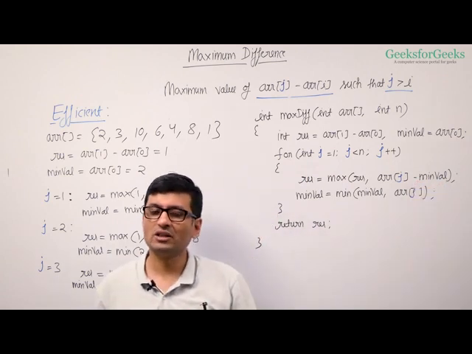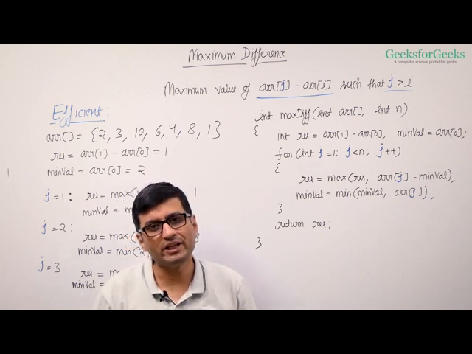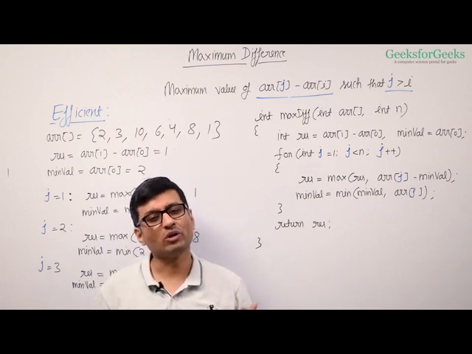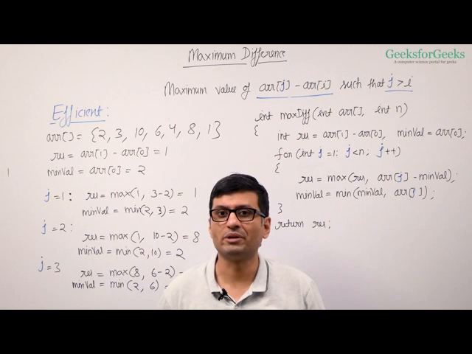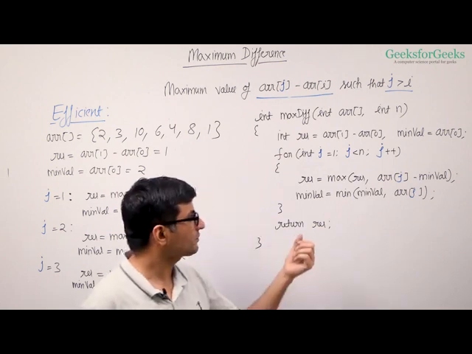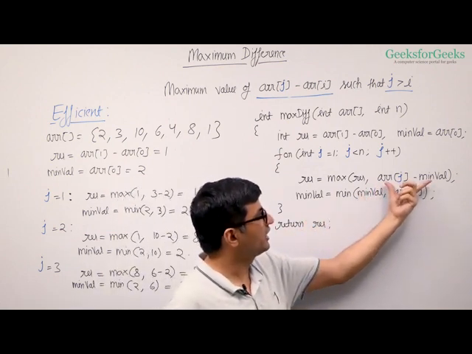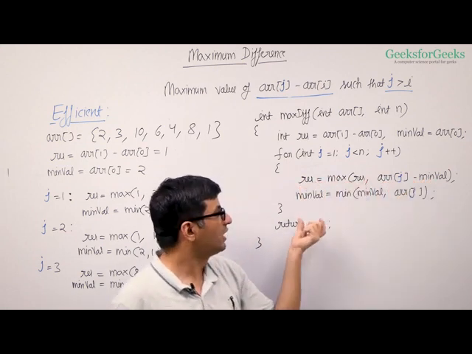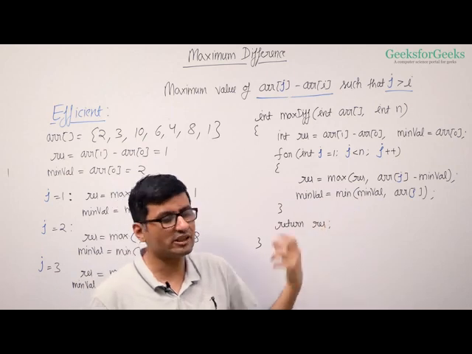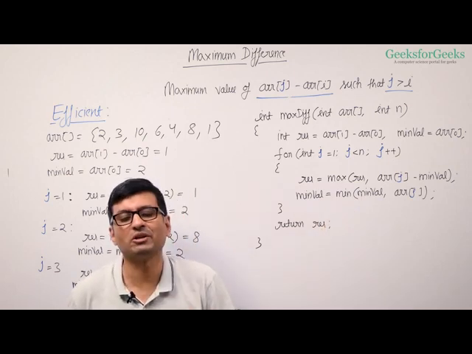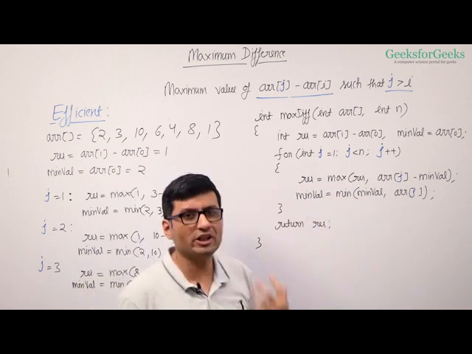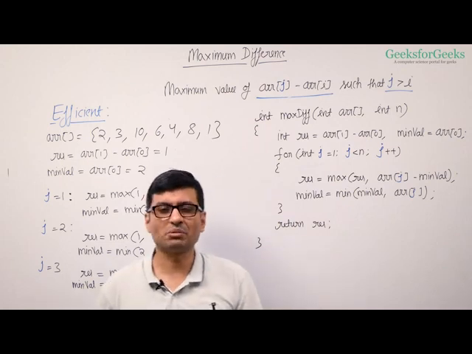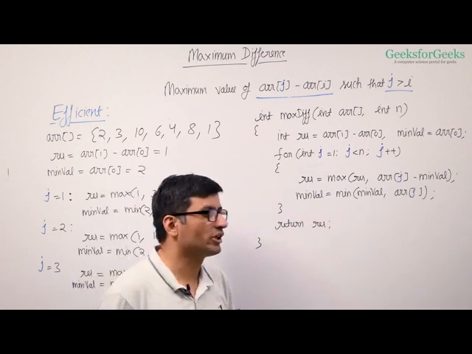So the trick is, we are not considering every i for array j. We are only considering the minimum value and updating the minimum value when required. So if this is giving more difference than this current result, we update the result as the maximum. And if this element itself is smaller than the minimum value that you've seen so far, then you update the minimum value also. That's the simple idea. And finally you return the result.